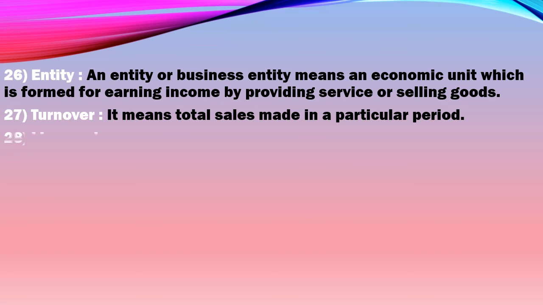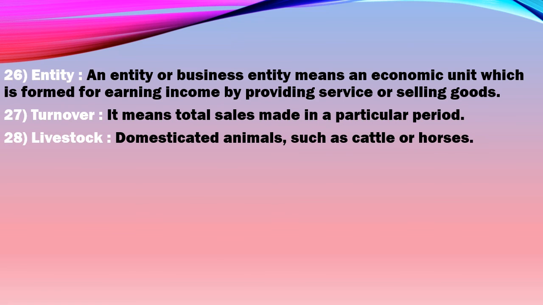Then next we have is livestock, domesticated animals such as cattle or horses. So not only the goods which cannot move are called as your assets which you use for the business purpose, but even the livestock like domesticated animals like cattle, horse or other kinds of domesticated animals, these are called as livestock.